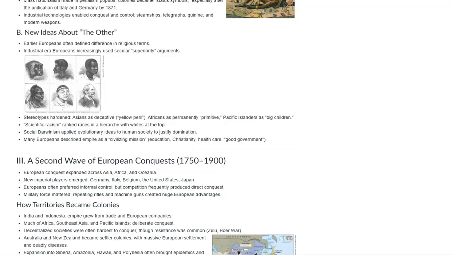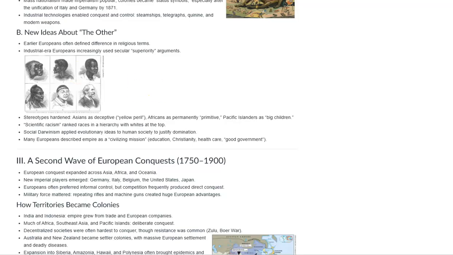And this new kind of racism developed, often called scientific racism. It claimed to rank people in a hierarchy of races with whites on top. Social Darwinism took evolutionary ideas and tried to apply them to human society as if domination proved fitness. And many Europeans framed empire as a moral responsibility, a civilizing mission. They described conquest and rule as progress, education, healthcare, Christianity, and good government. But notice the contradiction. People claimed they were helping while conquering, exploiting, and controlling.